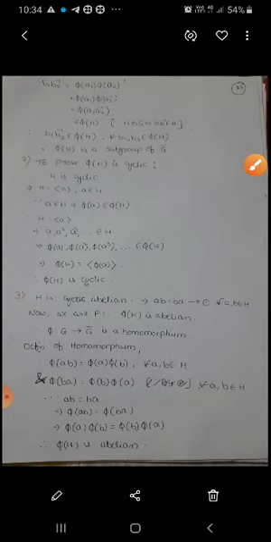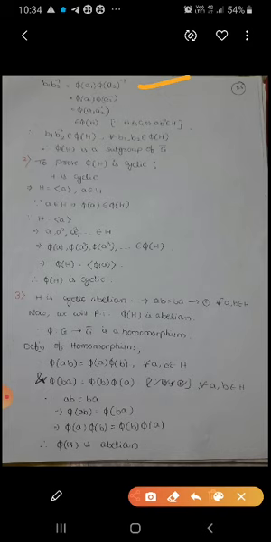So, B1 into B2 inverse equal to B1, we can write phi of A1 into phi of A2 inverse. That equals phi of A into phi of B, meaning phi of A2 inverse equals phi of A2 inverse. So phi of A1 into phi of A2 inverse equals phi of A1 into A2 inverse. So A1 here belongs to phi of H.